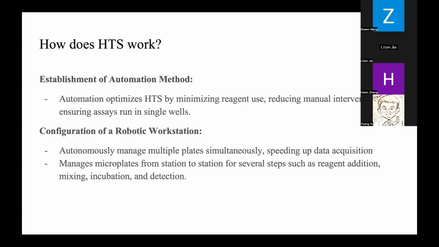Next is to establish an automation method. So automation optimizes HTS by minimizing reagent use, reducing manual intervention, and ensuring assays run in single wells. After that, you would have to configure a robotic workstation. So a robotic workstation basically allows you to autonomously manage multiple plates simultaneously, which speeds up data acquisition by a lot. The robot is responsible for managing microplates from station to station for several steps, including reagent addition, mixing, incubation, and detection.